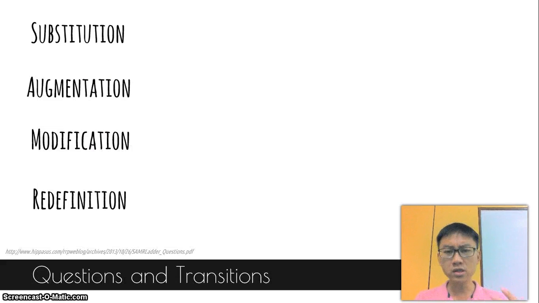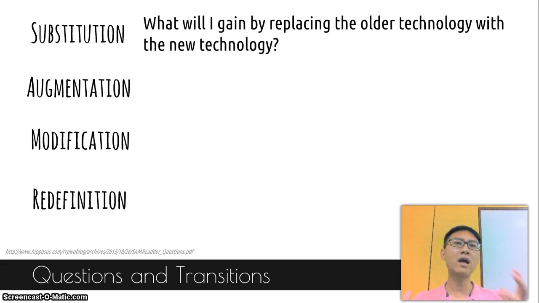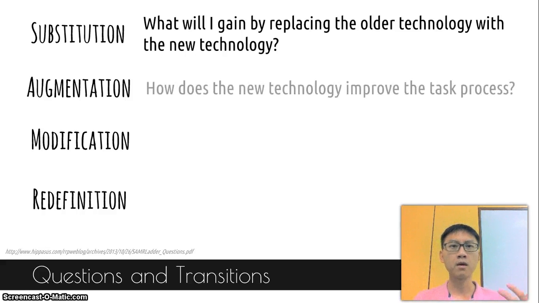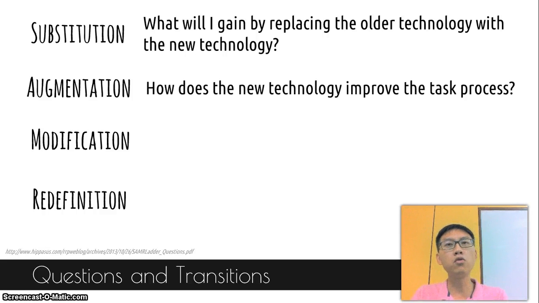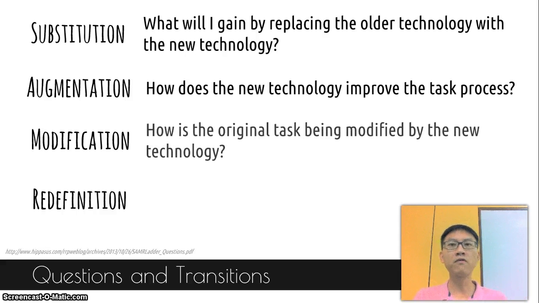So there are some questions that you can start asking yourself at each level. Now, at the substitution level, you can ask, what will I gain by replacing the older technology with the new technology? Now, pencil and paper is a technology, but it's an old technology. So what can I gain by substituting it with the new technology that I have? Augmentation, how does the new technology improve the process? How does it make it better? How does it make it easier? Modification, how will the original task be modified? Given that new technology, how can I modify this task to make it more meaningful, to make it more engaging?